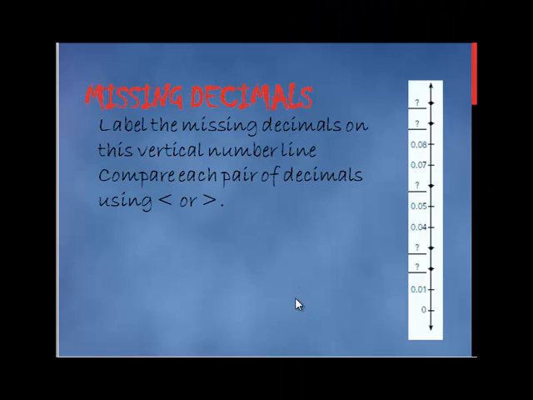Let's look at missing decimals. Let's label the missing decimals on this vertical number line, and then we will compare each pair of decimals using greater than or less than symbols. Here is our number line, and it starts at 0, and then we have 0.01, missing number, 0.04, 0.05, missing number, 0.07, 0.08, missing number, missing number.